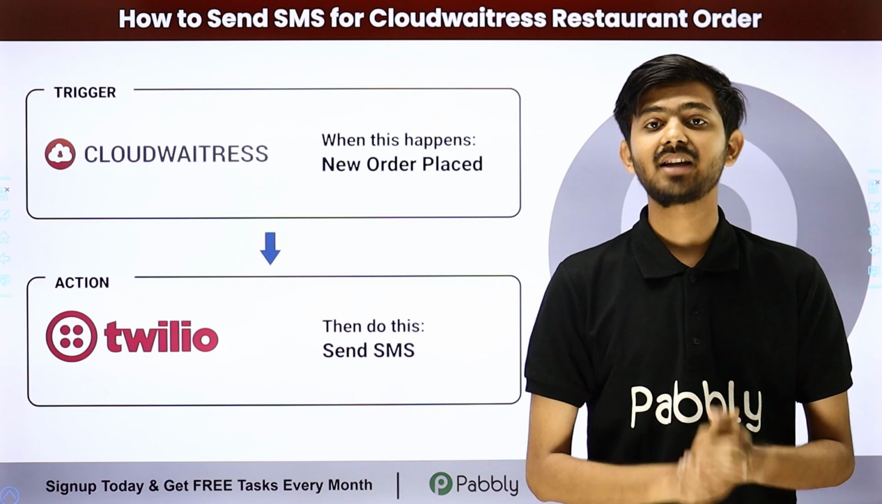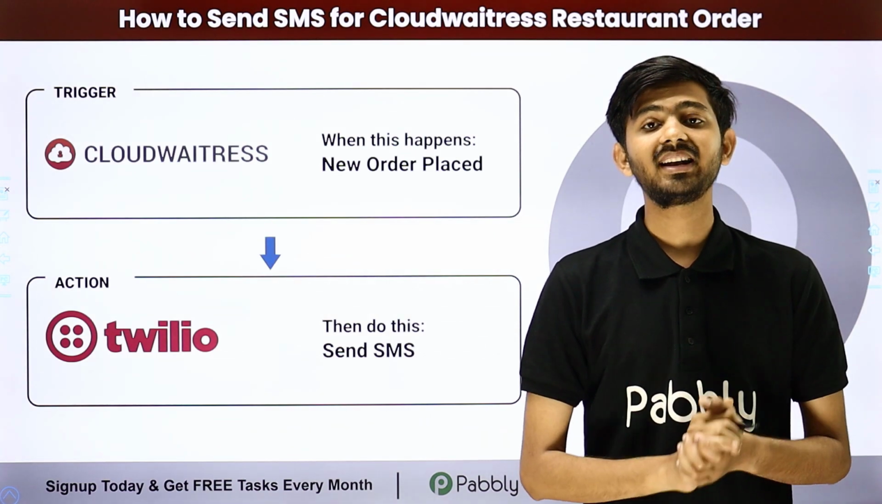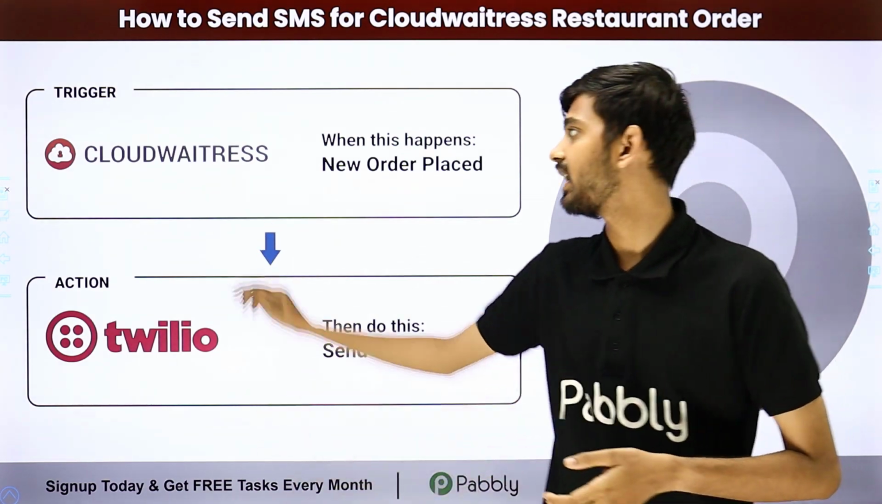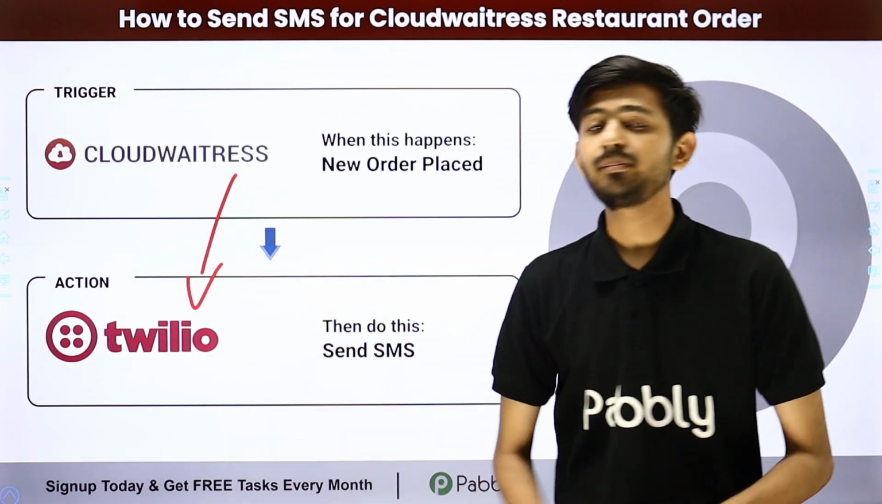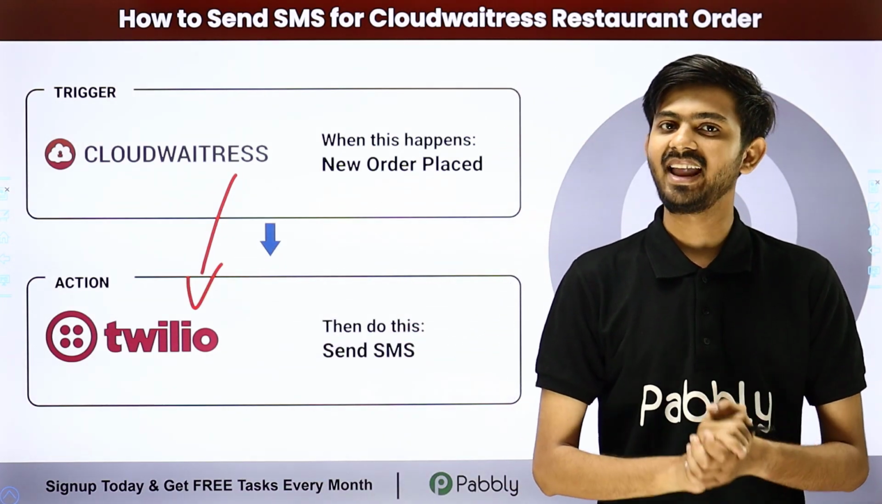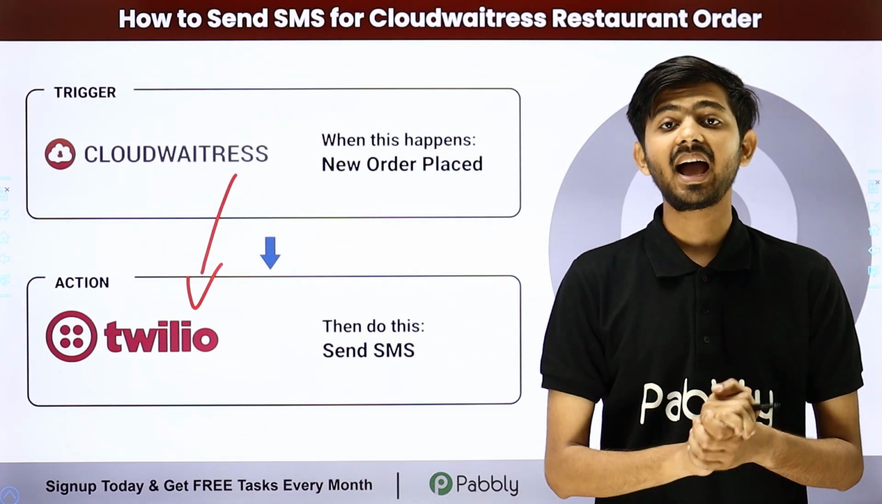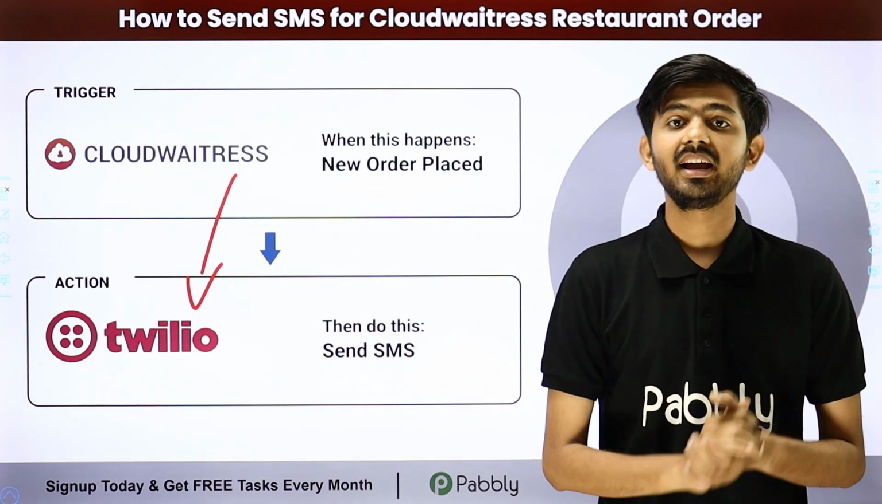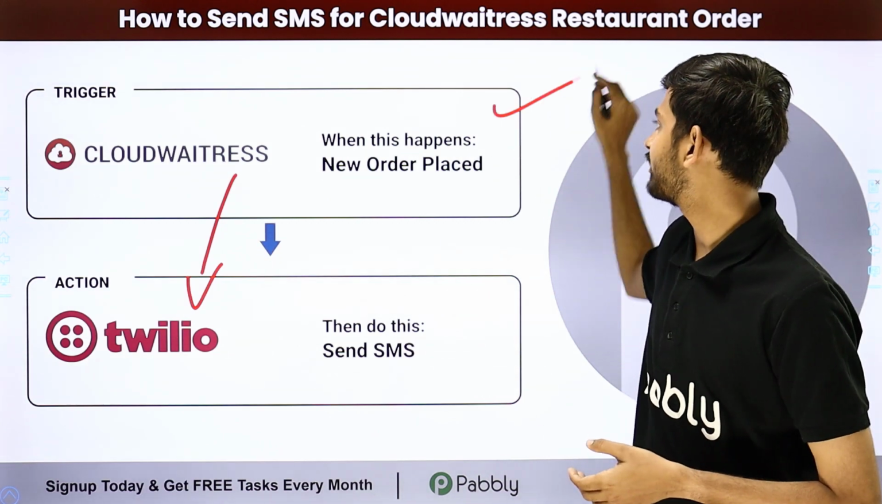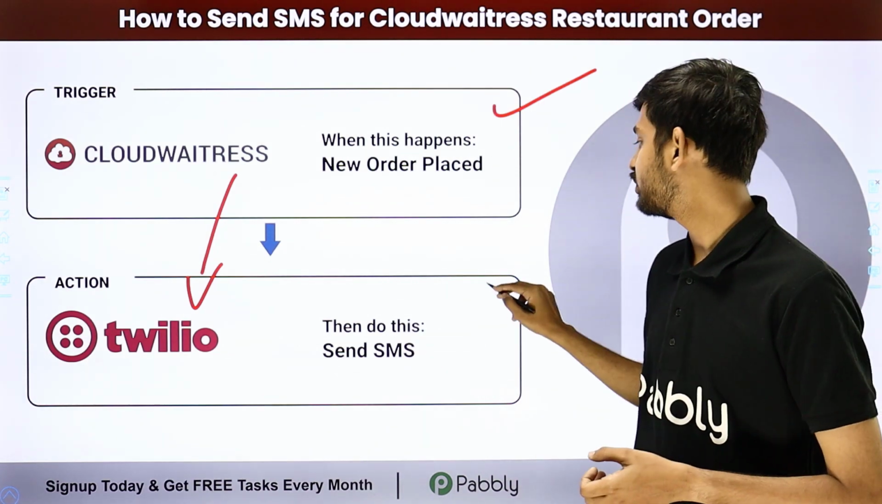For sending the message, I'm going to use Twilio, and for my objective, I have to build a simple connection between Cloudwaitress and Twilio. For building this connection, I'm going to use Pabbly Connect, which is an amazing software for automation and integration. In Pabbly Connect, I have to use trigger and actions. In the trigger application, I'm going to use Cloudwaitress. In the action application, I'm going to use Twilio.